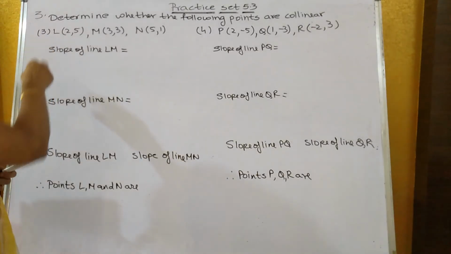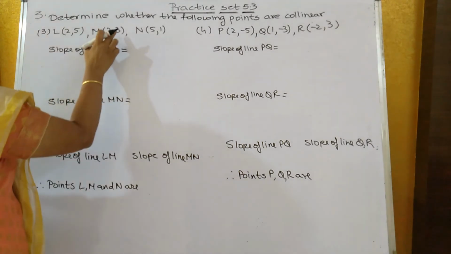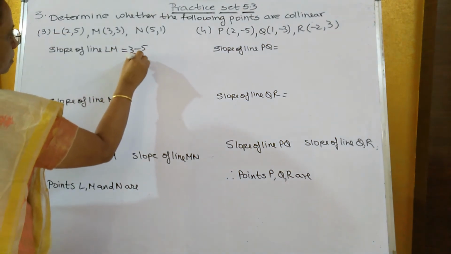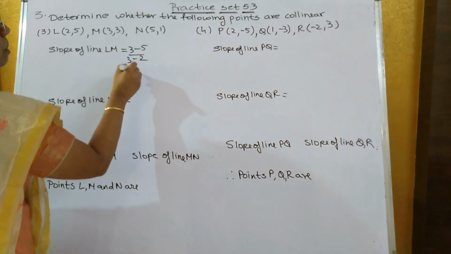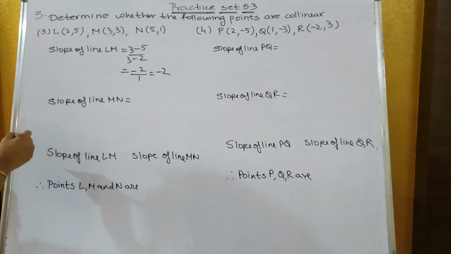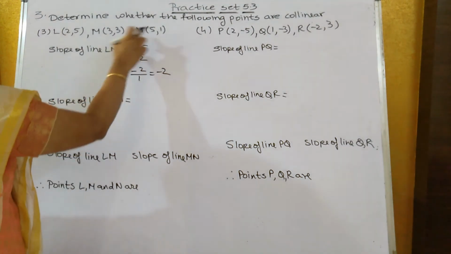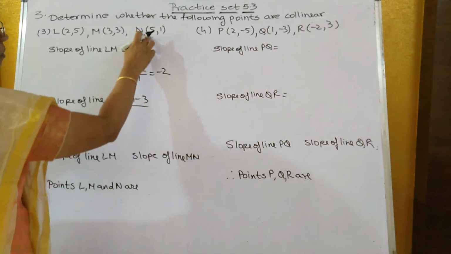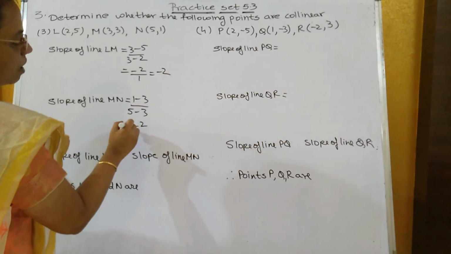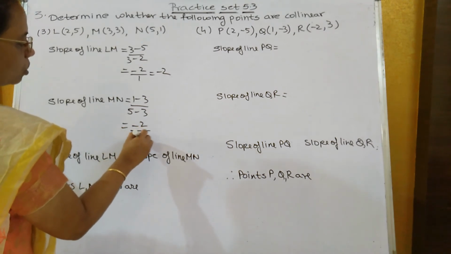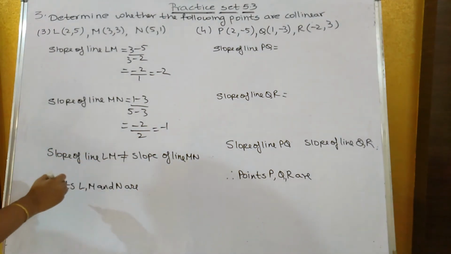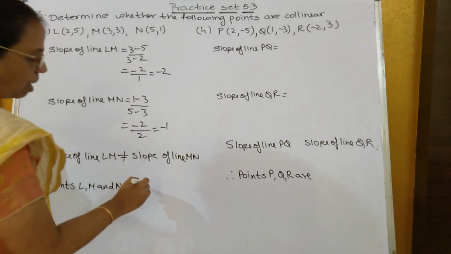Now sum number 3. Slope of line LM is what? 3 minus 5 upon 3 minus 2. So that is equal to how much? 3 minus 5 is minus 2 upon 1, that's equal to minus 2. Now slope of line MN is equal to what? 1 minus 3 upon 5 minus 3, that's equal to minus 2 upon 2, that's equal to minus 1. Here slope of line LM is not equal to slope of line MN, therefore points L, M and N are not collinear.